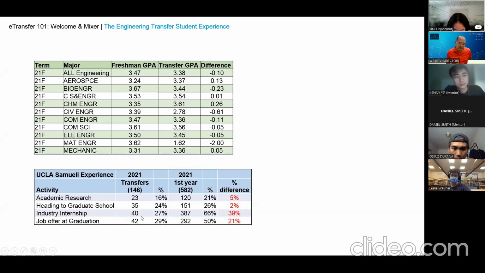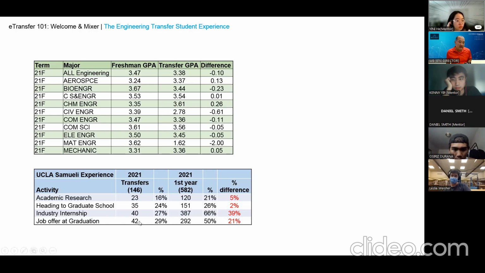With industry internships, the way it ideally works is you go off and do an industry internship, and you do such a great job and impress the people you're working with that they say to you, hey, you have an additional year of school, go finish school, but come back and work for us after graduation. We're looking at a 39% difference between the first year students and the transfer students, and I want this number to be much, much less, because it also correlates to the job offer at graduation. There's a difference of 21% between the transfer student and the first year student.